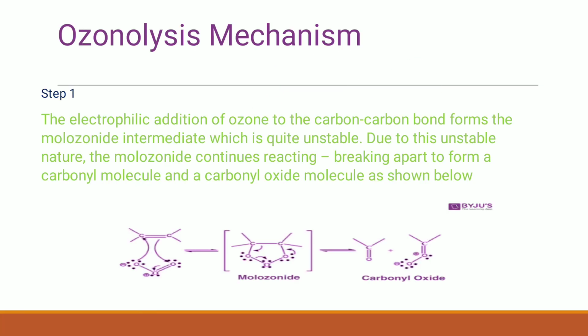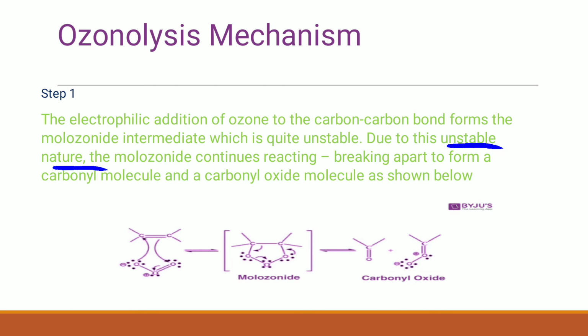Dear friends, see how this reaction proceeds. What should be the mechanism of ozonolysis? See, ozonolysis will be completed in 3 steps. In step number 1, the electrophilic addition of ozone to the carbon-carbon double bond forms the monozonide intermediate, which is quite unstable. Due to this unstable nature, the monozonide breaks apart into a carbonyl molecule and a carbonyl oxide molecule as given below.